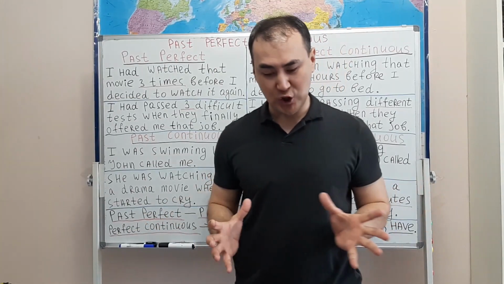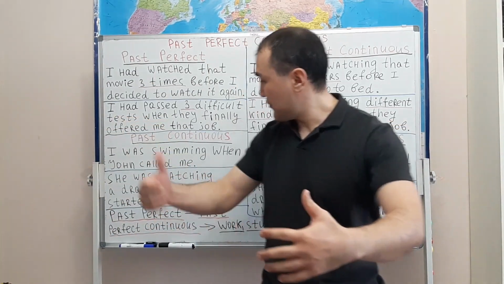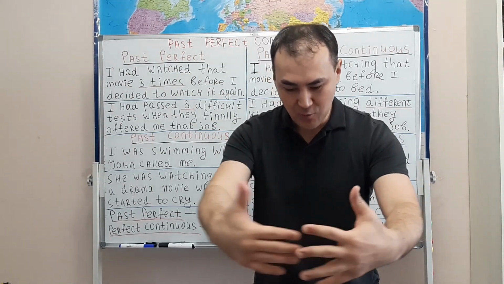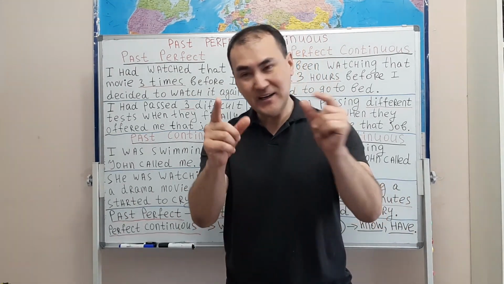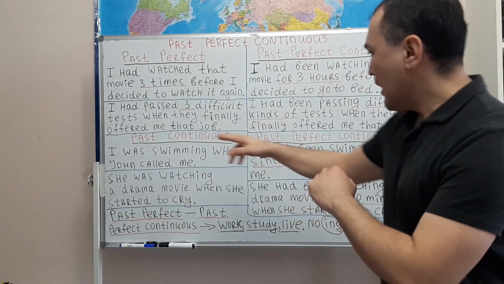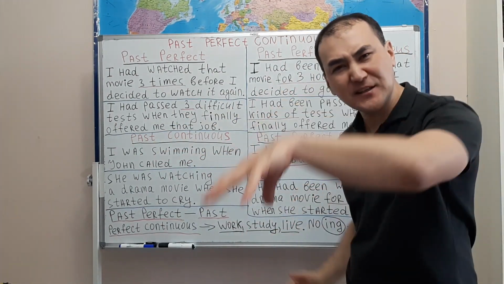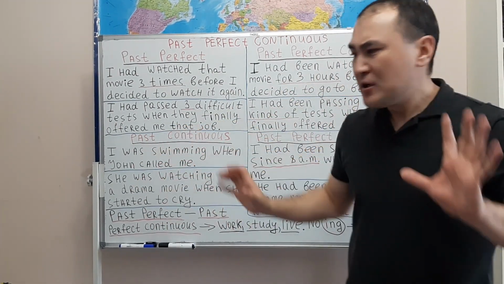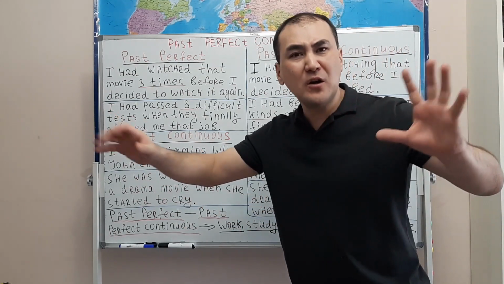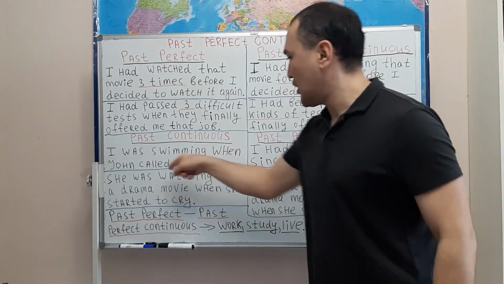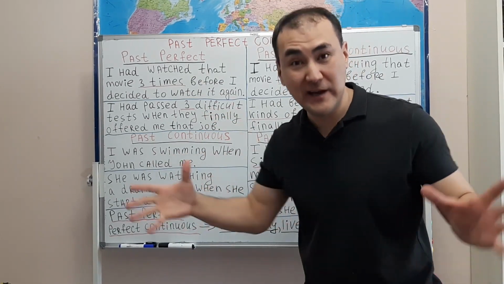Imagine a circle, and here is the line, and here, past continuous, is the circle. Action was happening right at that moment, was in process, all right? Okay, I was swimming when John called me, okay? I was in the process of swimming, and we're not interested in how long and since when, just we were in the process of swimming when John called me, when John called us, okay?